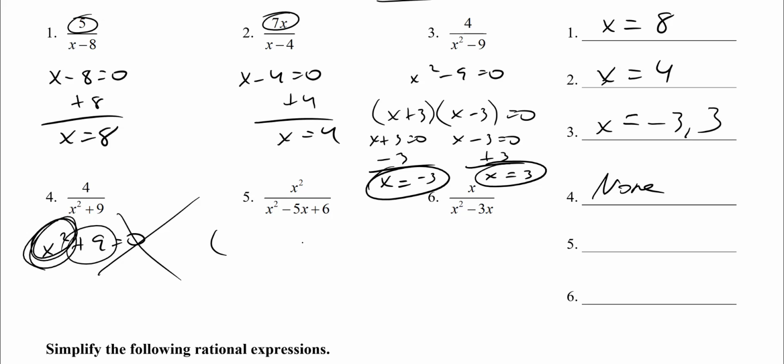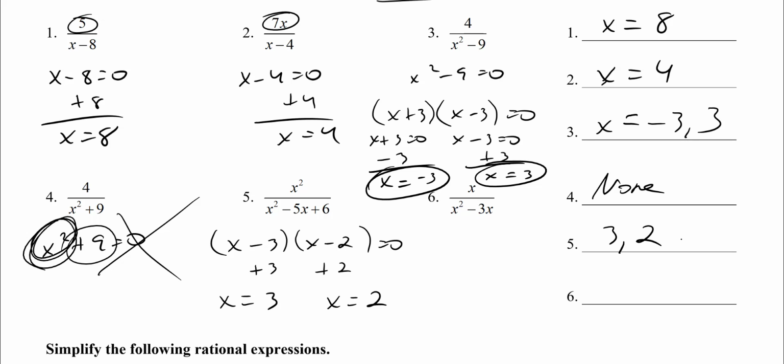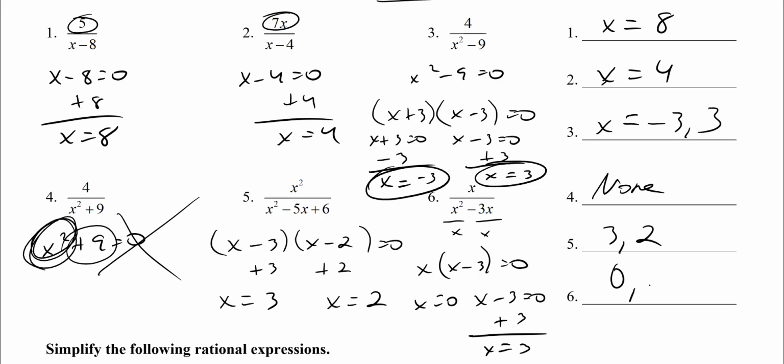For this next one, I'm just going to factor that. You can do a factor box if you want, but you get x minus 3, x minus 2. So add 3 and add 2, and you get x equals 3 and x equals 2. So 3 and 2. This one, I can do greatest common factor, which is x. Factor out x, and I get x times x minus 3 equals 0. So x equals 0, and x minus 3 equals 0. Add 3, so x equals 3. So 0 and 3.